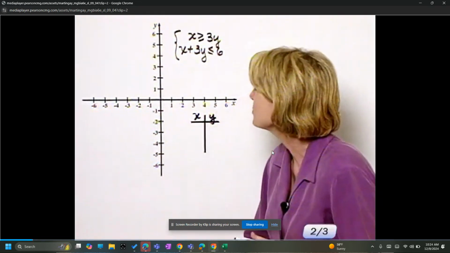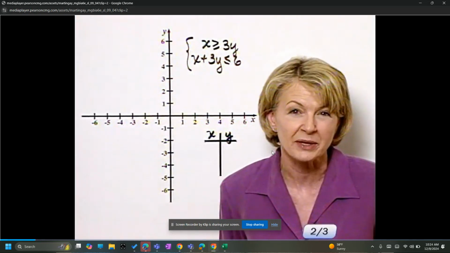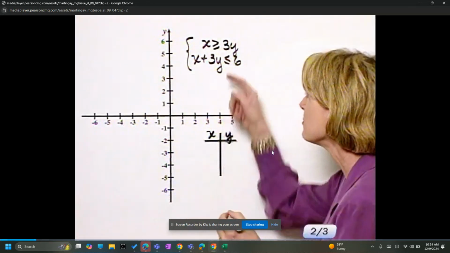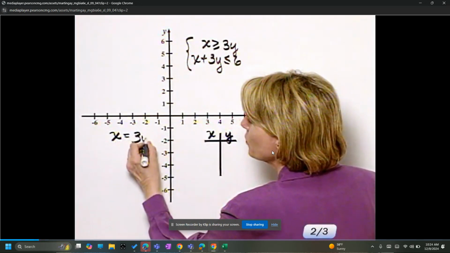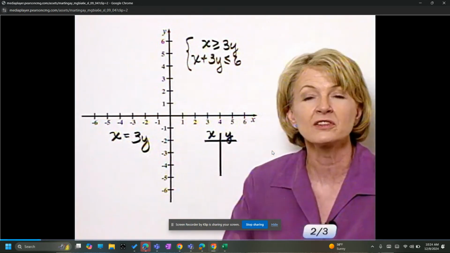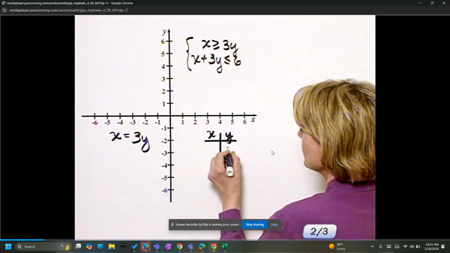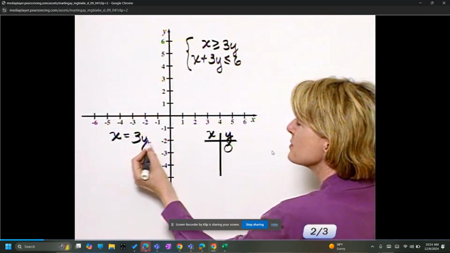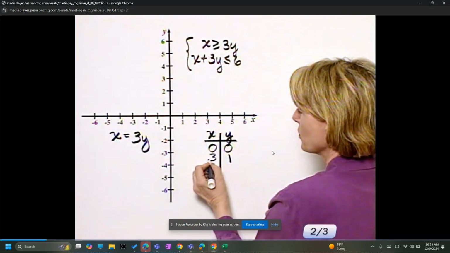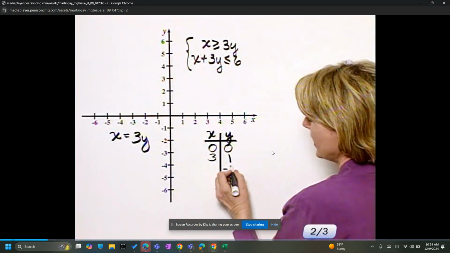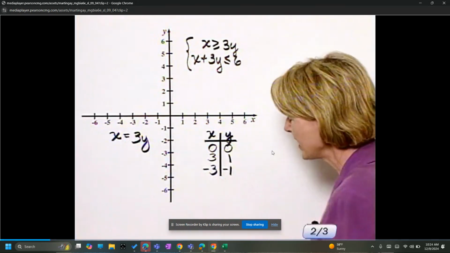So let's begin. Let's just graph x greater than or equal to 3y. How do we graph x greater than or equal to 3y? We begin by looking at the related equation, x equals 3y. Let's find some ordered pair solutions, draw in the boundary line, and go from there. For example, if y is 0, x is 3 times 0, or 0. If y is 1, x is 3 times 1, or 3. And if y is, say, negative 1, x is 3 times negative 1, or negative 3.